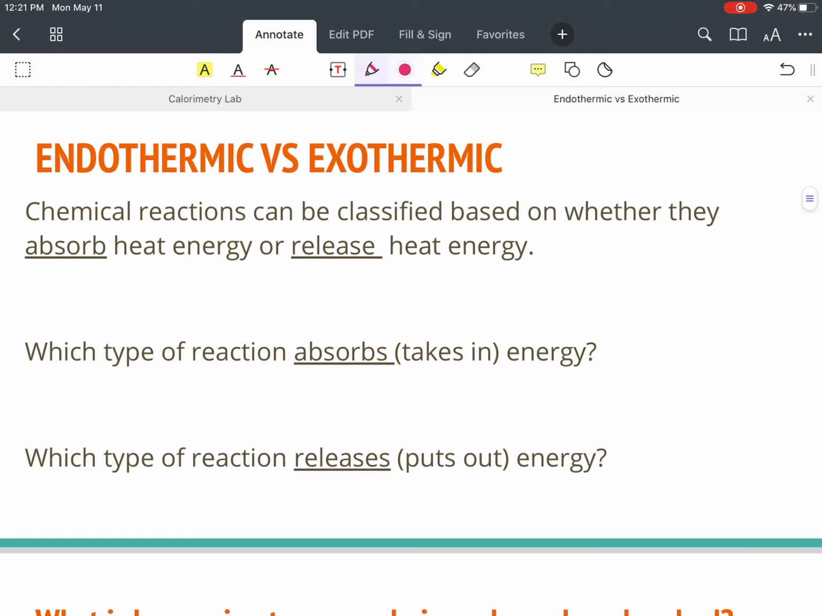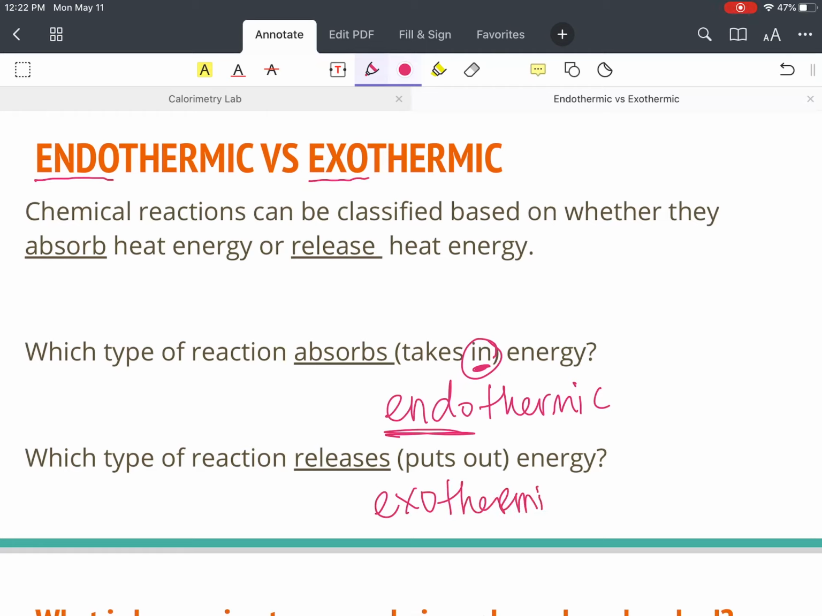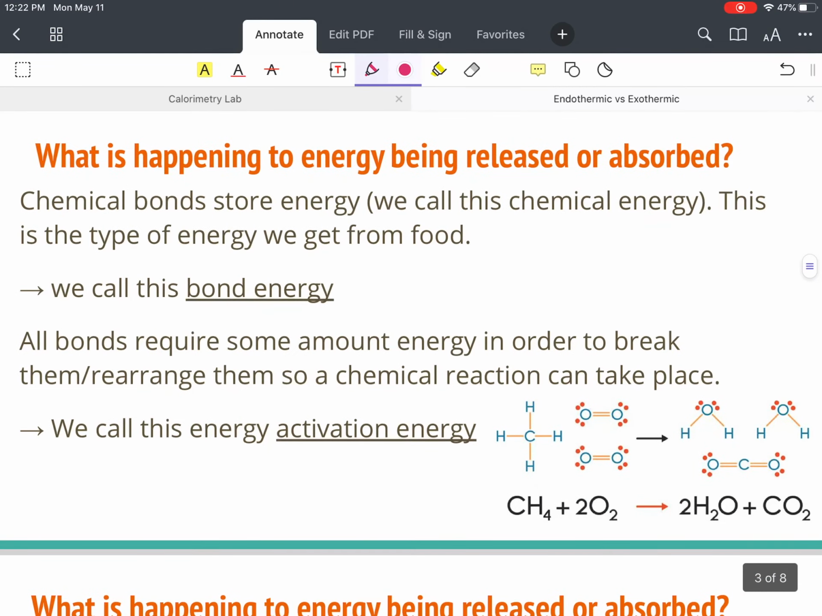So like we said, chemical reactions can be classified based on whether they absorb heat energy or they release heat energy. So if we think of endo and exo, remember our prefixes, which term do we think is going to absorb or take in energy? Right, so that's going to be our endothermic, because endo means in. And then releases heat, exo, outer, puts out, that's our exothermic. Okay, so just make sure you can keep track of what those words mean.